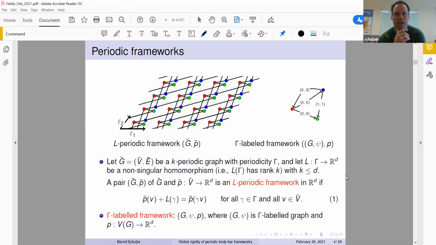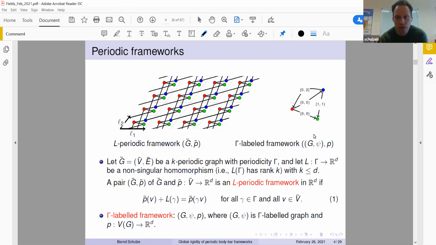So here's the example. On the right, you see a gamma labeled graph, and on the left, the corresponding periodic graph. In fact, here you have already chosen positions for the vertices. So you see a gamma labeled framework on the right, so just a gamma labeled graph together with the configuration. And on the left, you see the covering. So this is an L periodic framework G tilde, P tilde.